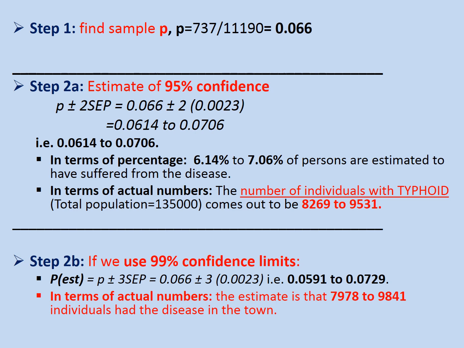If we apply the 99% confidence limit and all the steps are the same, we get that P is equal to 0.0591 to 0.0729. If we apply this to the total population, we get almost 7,978 to 9,841 individuals who had typhoid in the town, and this is how we can plan the services for them with this estimate.